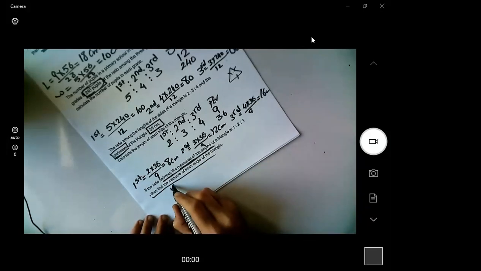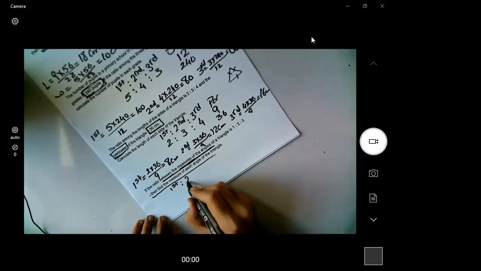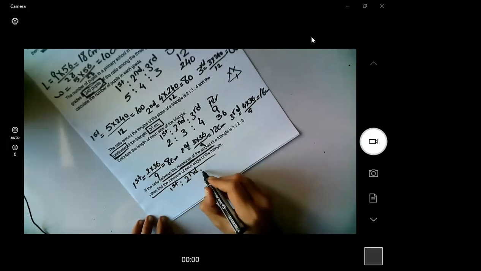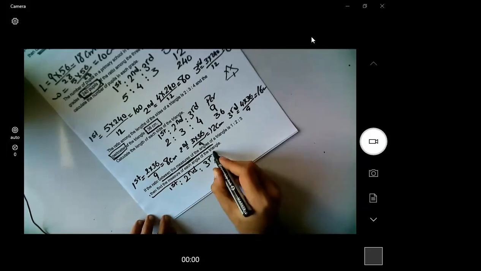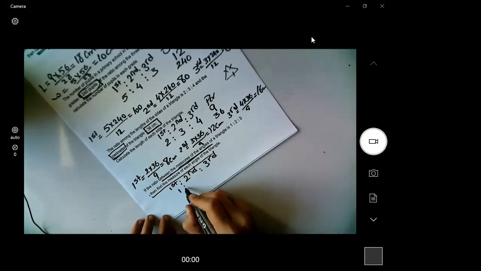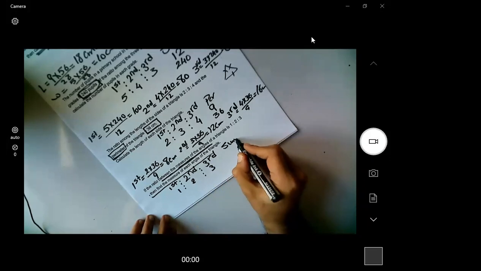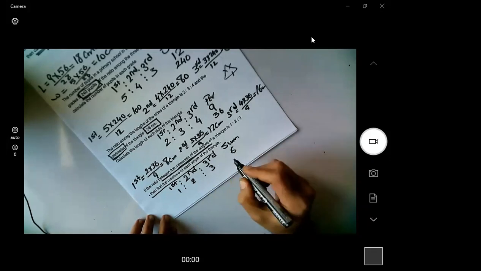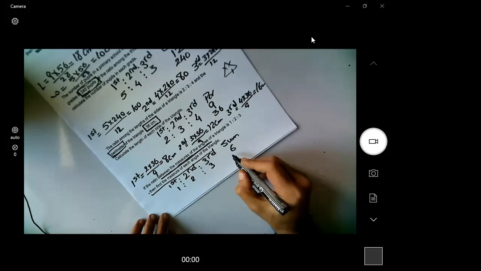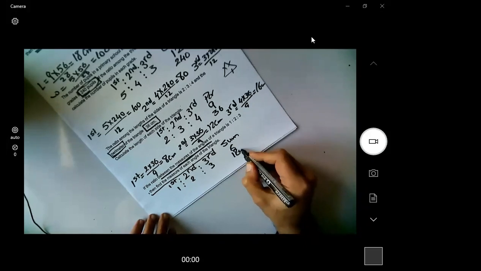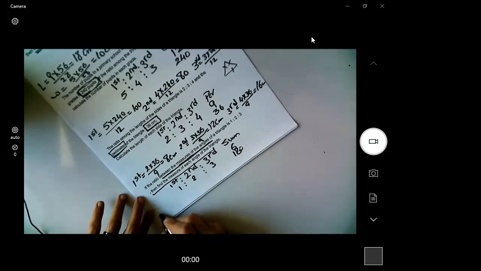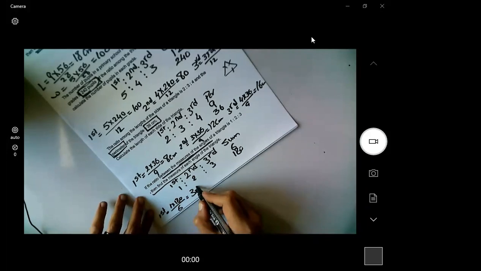So this is also a sum problem. The ratio will be 1 to 2 to 3, and the sum of the ratio is 6, and the sum of the angles is 180. So the first angle is 1 times 180 over 6, which equals 30 degrees.